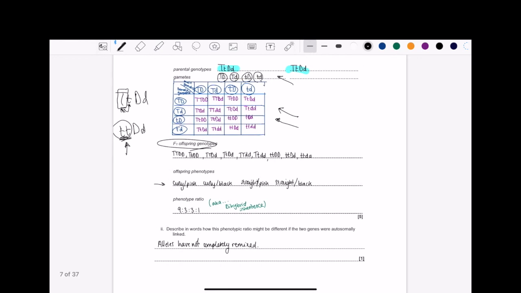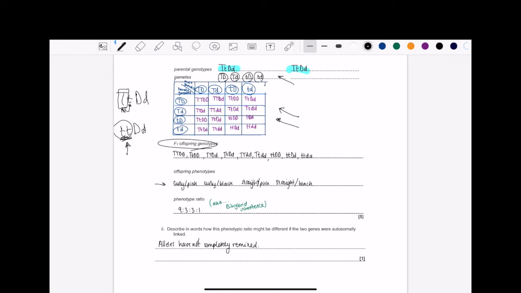Yeah, okay. Next thing, it says about how this phenotypic ratio can change, or might be different really, if it's autosomally linked. So here the answer is like, the alleles have not completely remixed because of crossing over, right? What if crossing over didn't really occur to its full extent? So in that way, the ratio would be different.